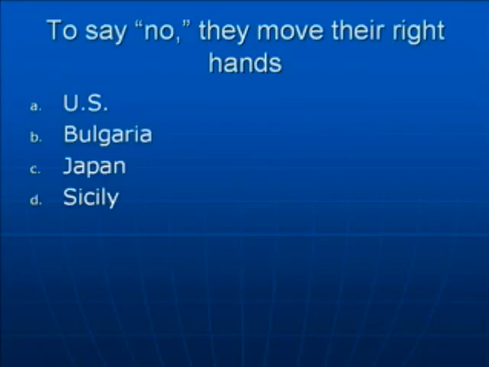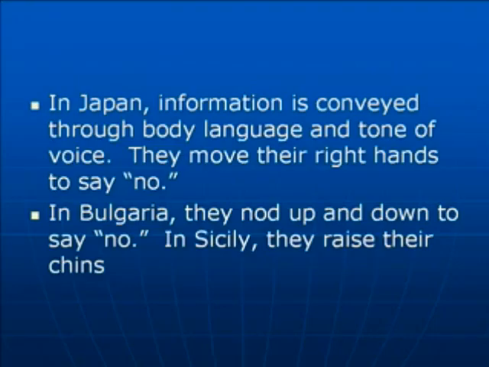To say no, they move their right hand. It's U.S., Bulgaria, Japan, Sicily. In Japan, information is conveyed through body language and tone of voice. They move their right hands to say no. In Bulgaria, they nod up and down to say no. In Sicily, they raise their chins.